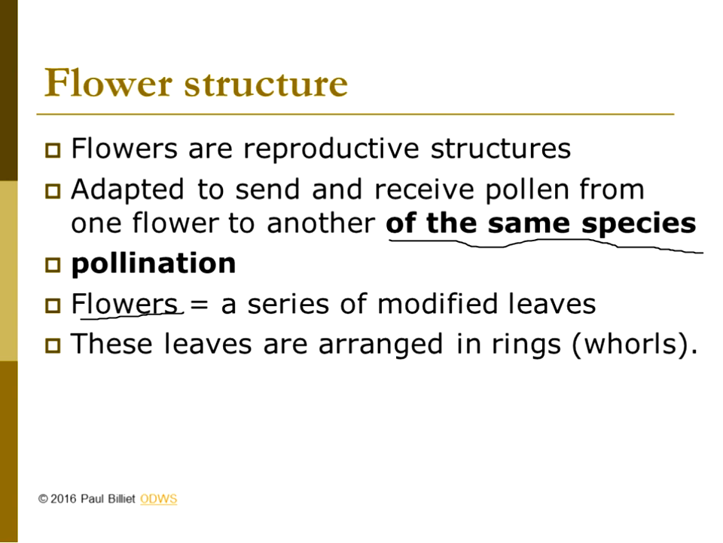Flowers also are just a series of modified leaves. Sometimes they're different colors, sometimes they're the same color, but they're all used for the same purpose, to attract pollinators for pollination, which we'll get into what that is. And these leaves are arranged in rings or whorls. That's just generally the order of how they're arranged.